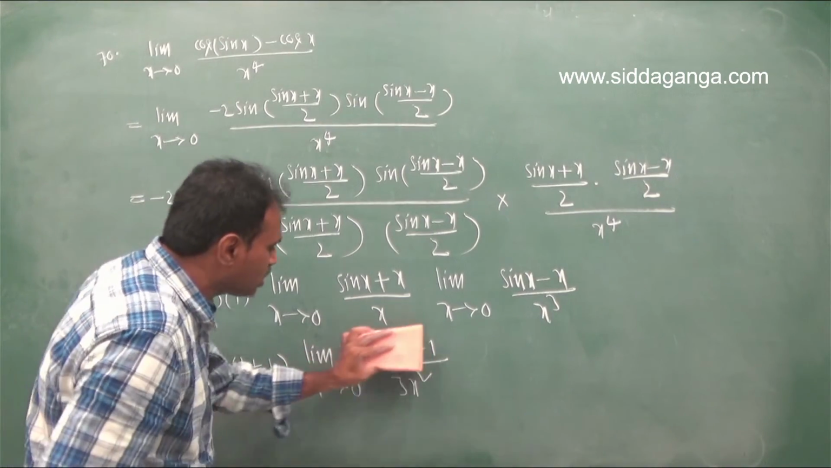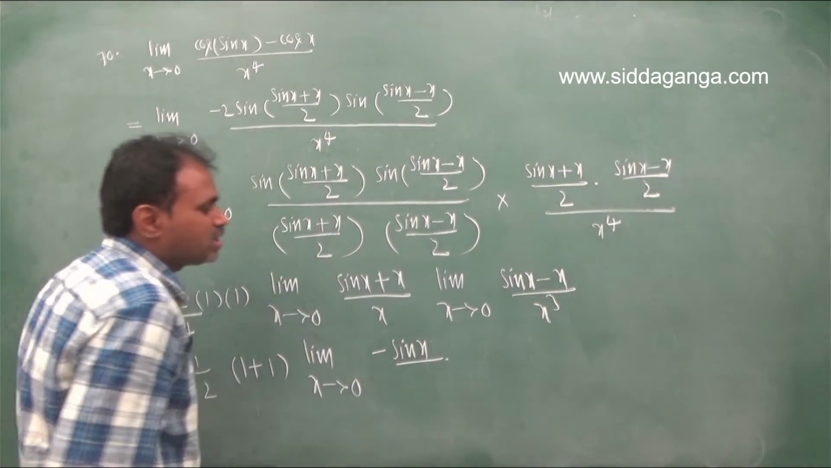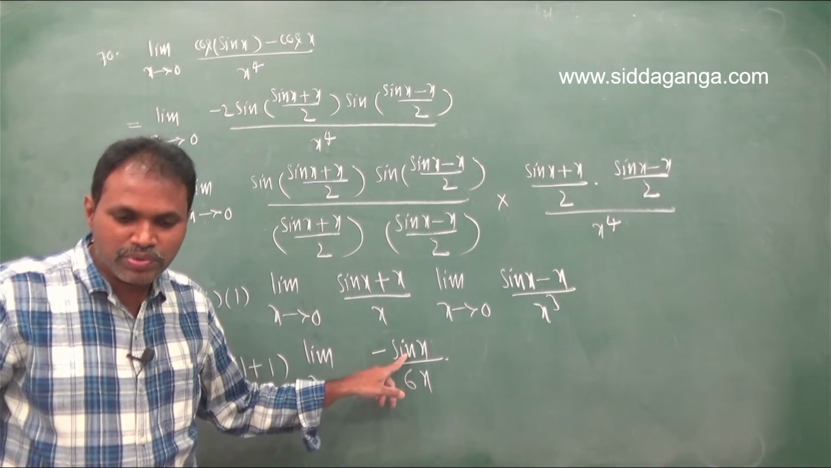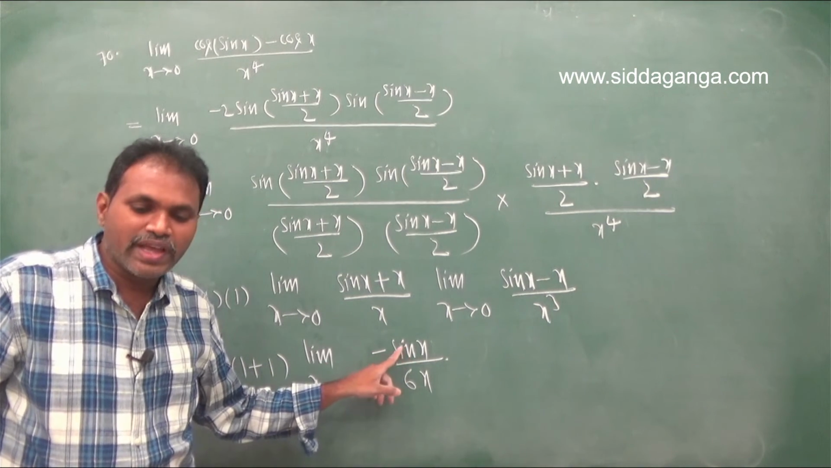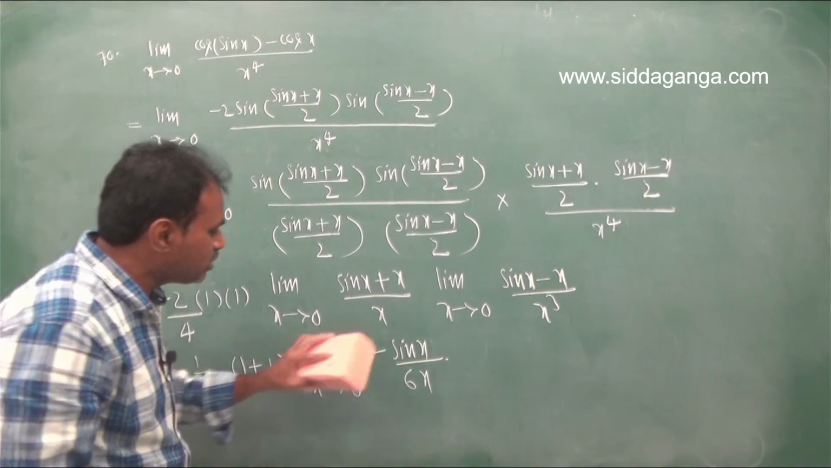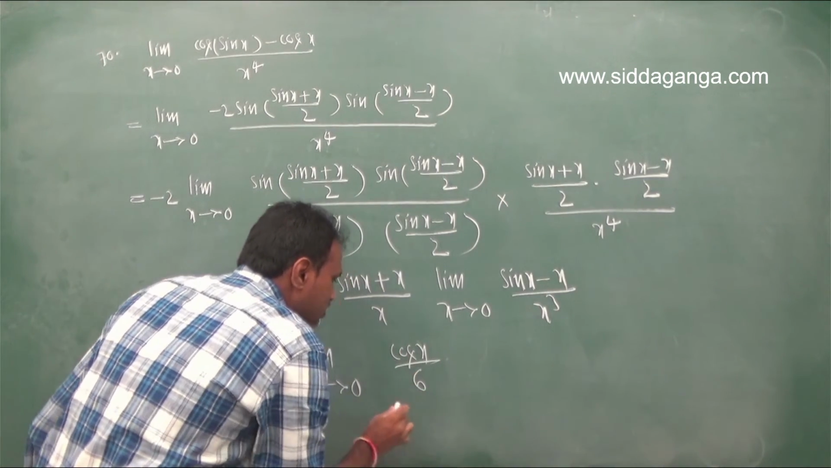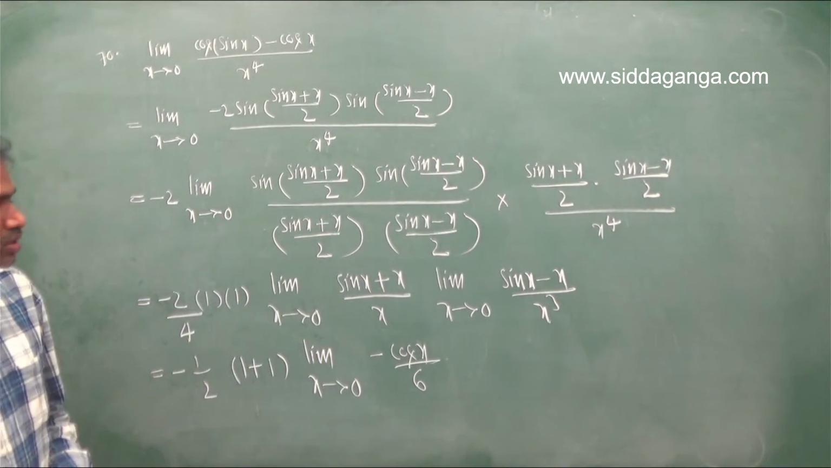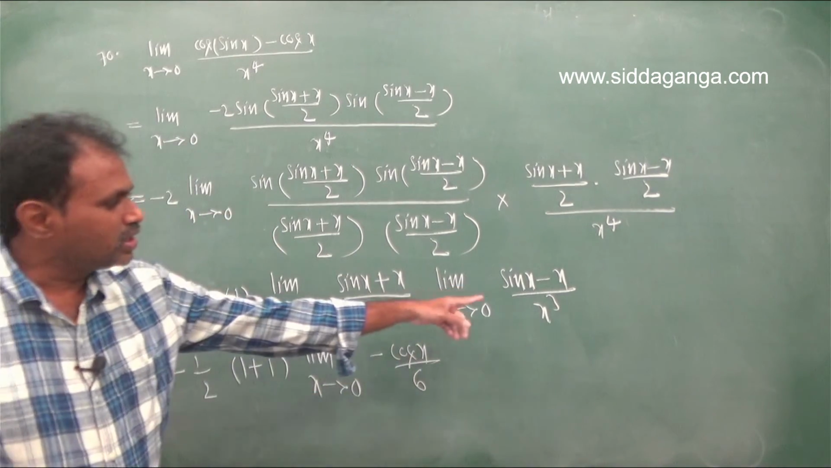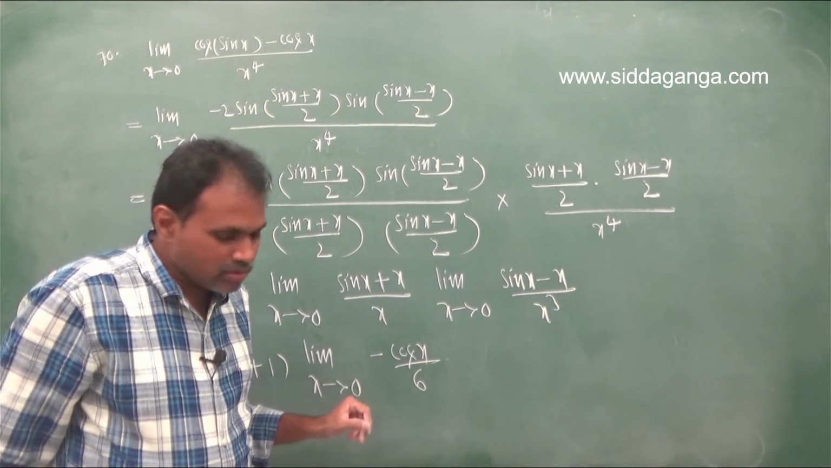Cos x minus 1 derivative is minus sin x, by 3x square derivative is 6x. If you put x equal 0 again in the function, again it is in 0 by 0 form. That's why again you take derivative, minus sin x derivative is minus cos x and 6x derivative is 6.